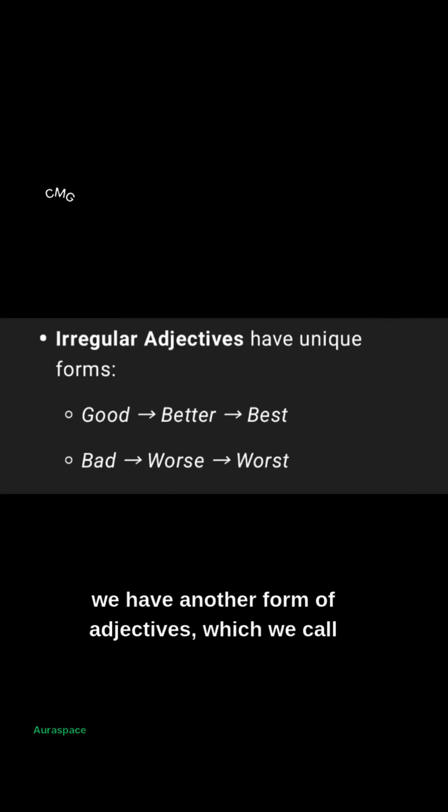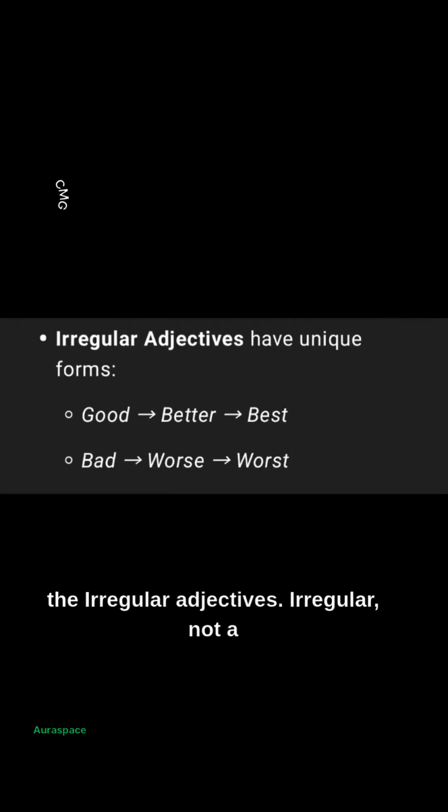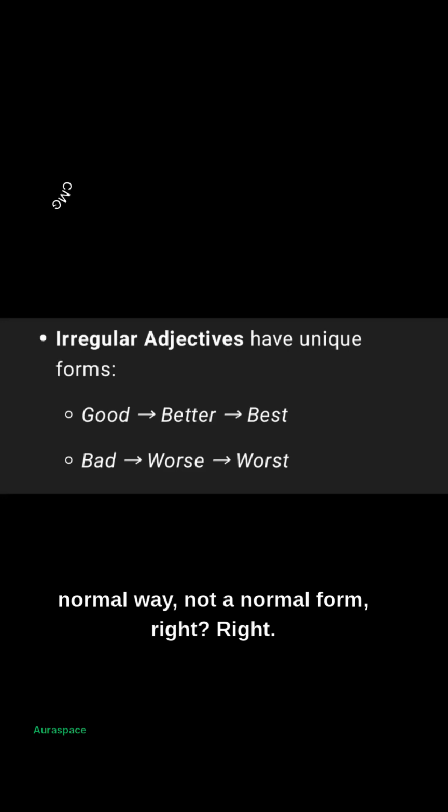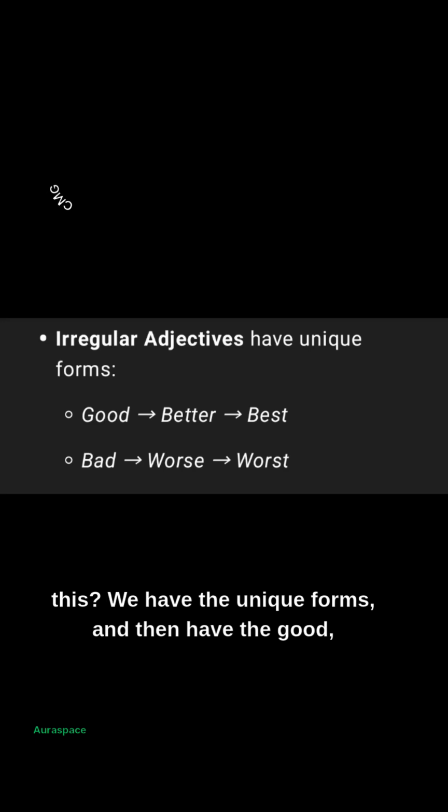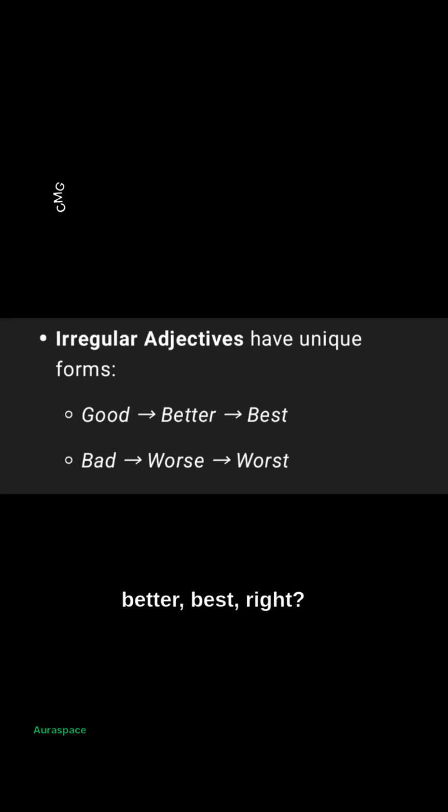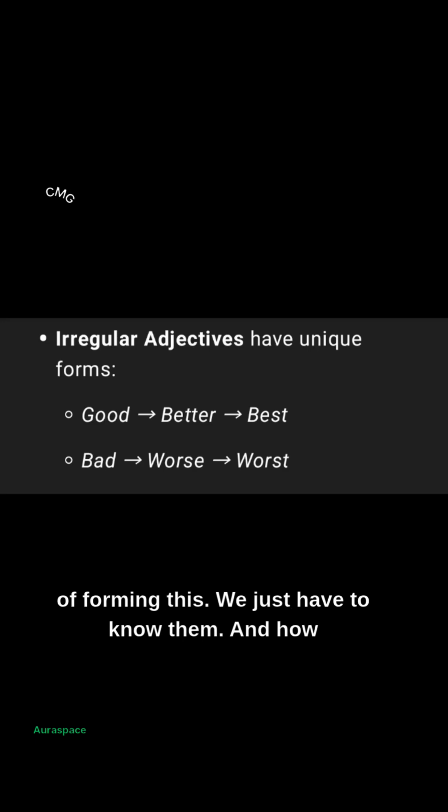We have another form of adjectives which we call the irregular adjectives. Irregular, not the normal way, not the normal form, not the convention. Now, how do you form this? We have the unique forms, like good, better, best. So there's no special way of forming this. We just have to know them.